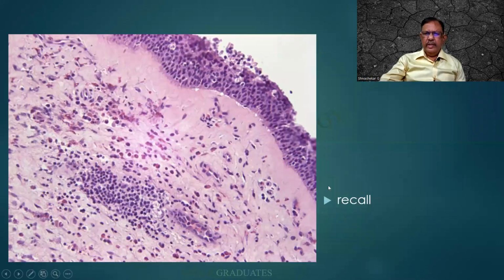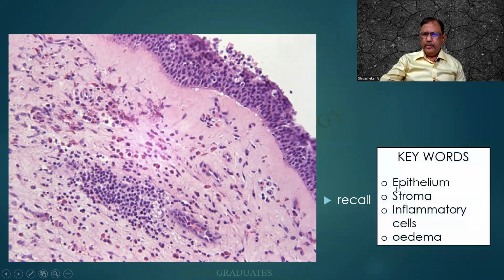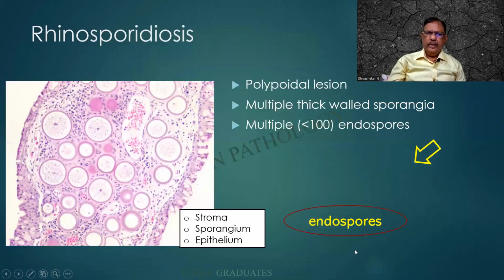Look at this. It is a recall. I hope all of us will be able to recall the lining epithelium. Then this is the stroma, lot of inflammatory cells that are seen. So epithelium, I am correct. Stroma, inflammatory cells. Edema because of separation. And then what is this like?